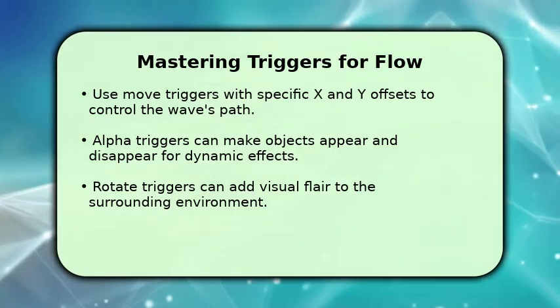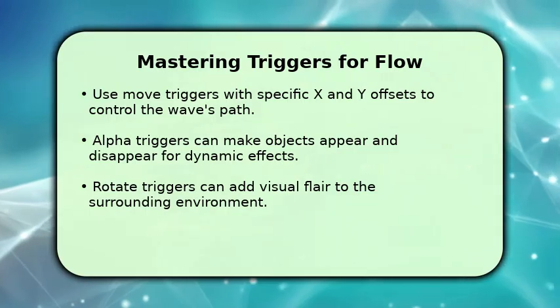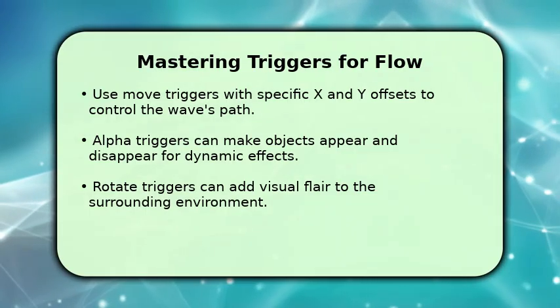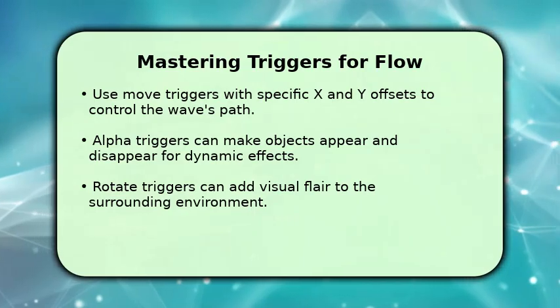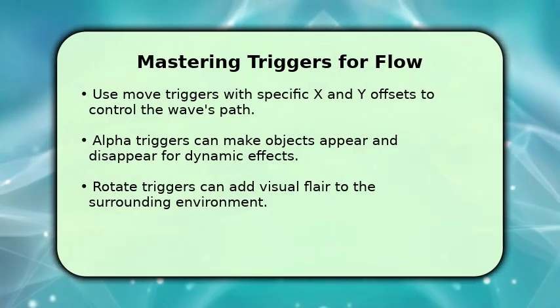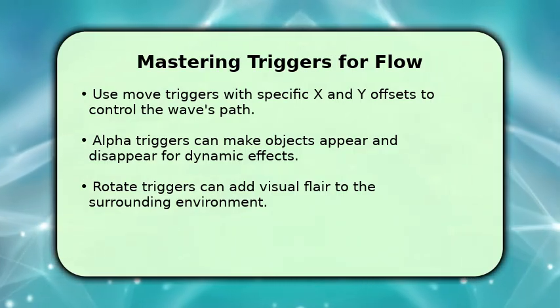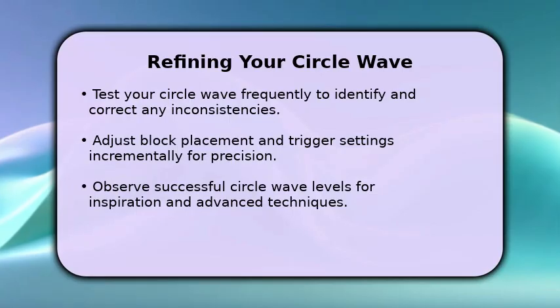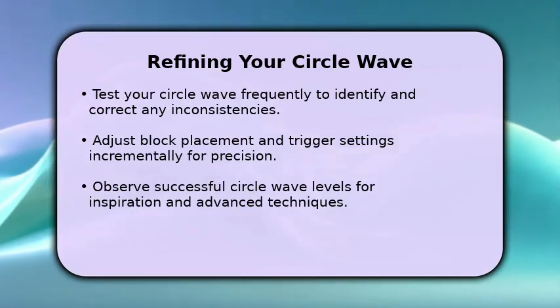Alpha triggers can be used to make certain blocks or decorations appear and disappear, adding a dynamic element. Furthermore, rotate triggers can enhance the visual appeal of your level, making the environment feel more alive around the circular motion. Perfecting your circle wave takes practice and patience.